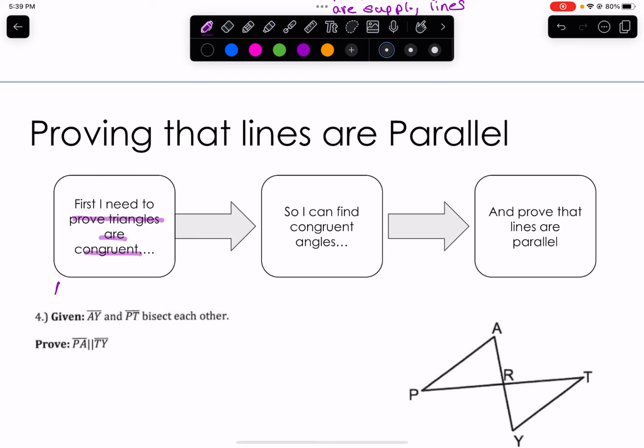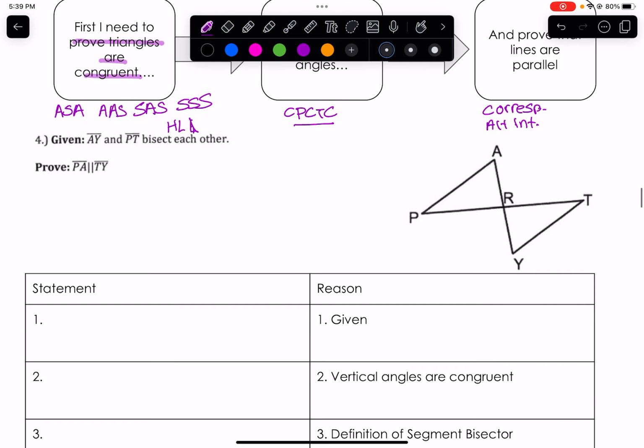You can do this using angle, side, angle, angle, angle, side, side, angle, side, side, side, or HL for right triangles. If you prove the triangles are congruent, you can show there's corresponding congruent angles using CPCTC. And then you can say the lines are parallel by certain angle relationships. It could be corresponding, alternate interior. Those are the two most common, right? But if we can show that the angles are congruent because of CPCTC, we can then say the lines are parallel based off of the given relationship.